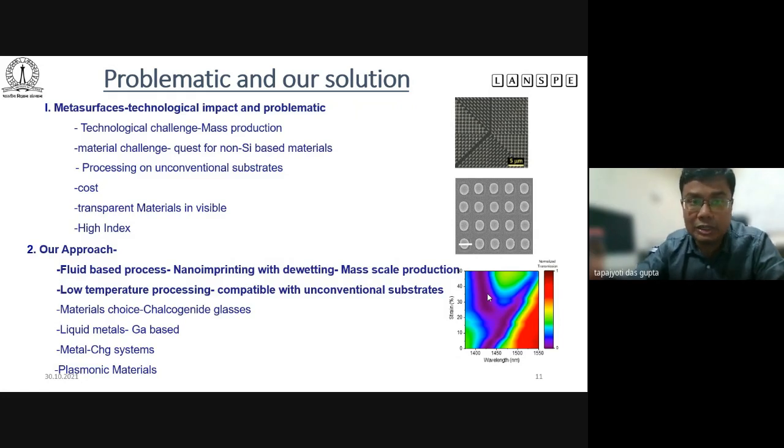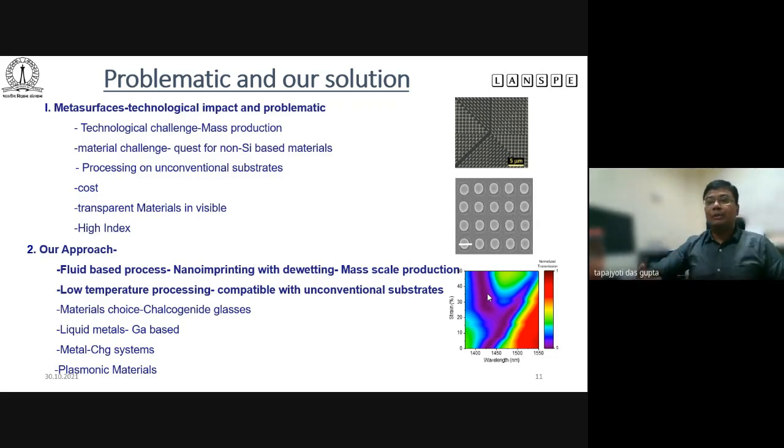Second is the material challenge: the quest for non-silicon-based materials. Silicon is very good because of CMOS process technology, because it's a known material, but you cannot apply it everywhere. Of course, silicon is abundant, that's another reason. So why don't we go for other materials in the visible if we want to move into the visible? Third is processing on unconventional substrates. What people have done is the lift-off technique, and I was telling you the disadvantage is that lift-off does not give good fidelity. So how can we process on unconventional substrates? Then cost, as I told you before, transparent materials in the visible, and keeping in mind a high index.